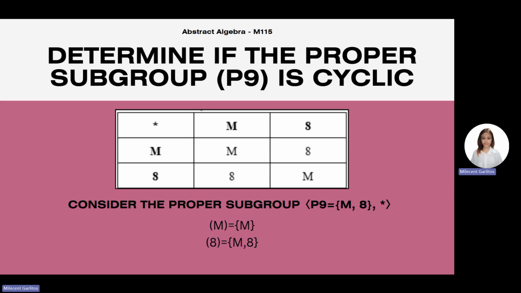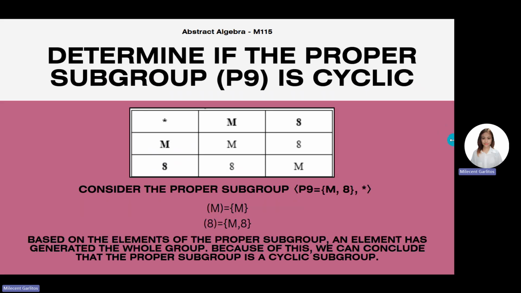Consider the proper subgroup P sub 9, which is the set of M and 8 under binary operation star. M generates M, 8 generates M and 8. Based on the elements of the proper subgroup, an element has generated the whole group. Because of this, we can conclude that the proper subgroup is a cyclic subgroup.